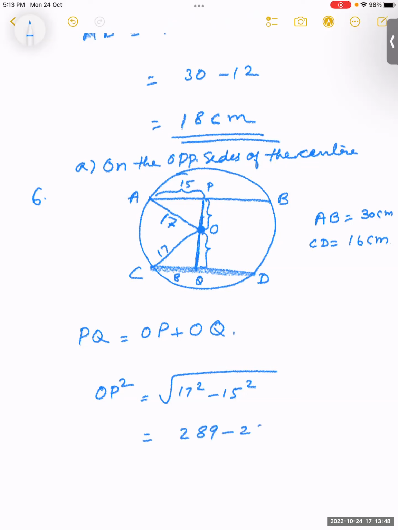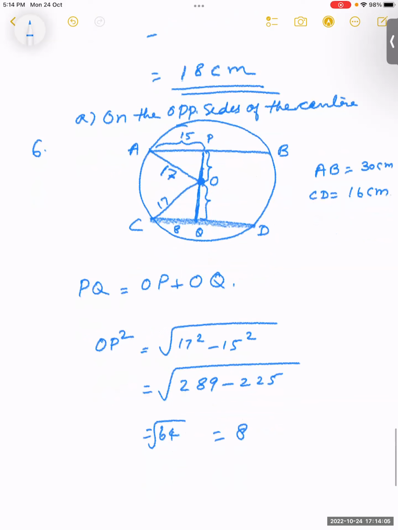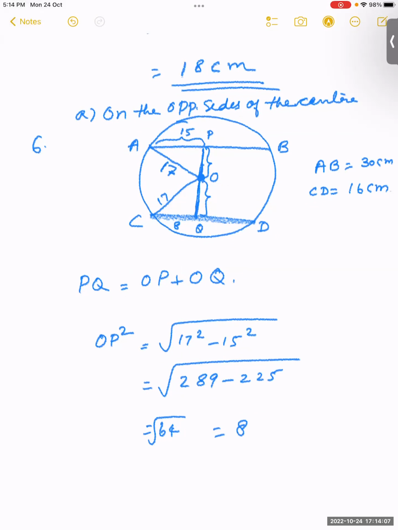Ma'am, done. What did you get? I got 23, ma'am. Wait, no, sorry. It's 7, ma'am. I took 64 actually. So OP is 8. And what will be OQ square? Ma'am, I was saying total is 23. Got it. Okay, must be.